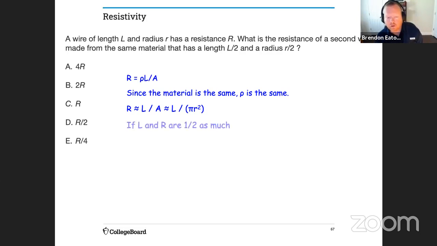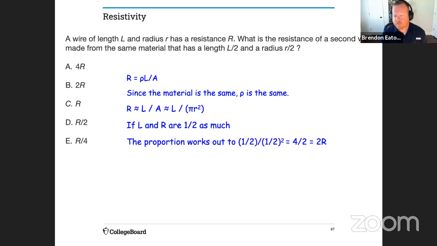So if L and r are both half as much, notice that's what L over 2 and r over 2 are, I can set that into my proportion that I just designed to be 1/2 over 1/2 squared. Because we know the radius is 1/2, but it's still squared because of the cross-sectional area formula. So that gives me a proportion of 4 over 2, which gives me an answer of 2R. So pretty easy, pretty straightforward. And like we've said throughout this series, you don't really need to worry too much about actual calculations. So the resistance increased by a factor of 2.